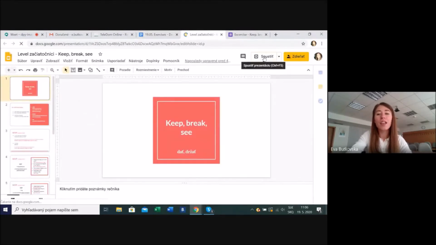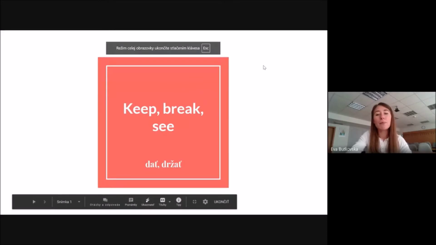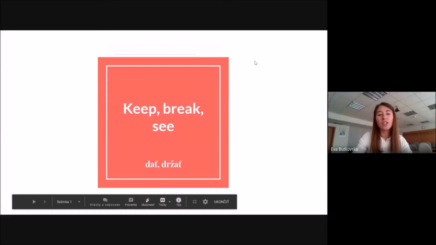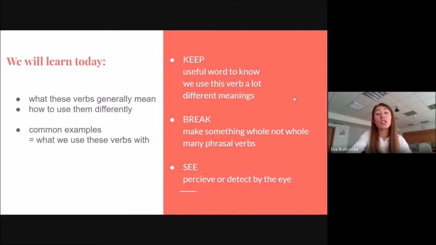It is the verbs keep, break, and see. Today we will talk about the general meaning of these three verbs and how to use them differently. So let's start with the verb keep. Please keep in mind this is a very useful word to know and to understand. In spoken language, we use this verb a lot, and it has many different meanings. We will talk about some of these.